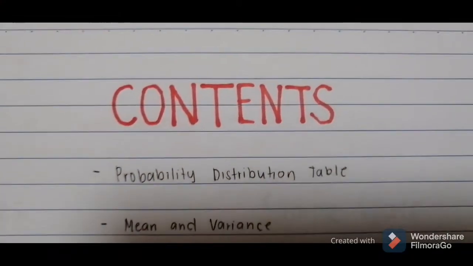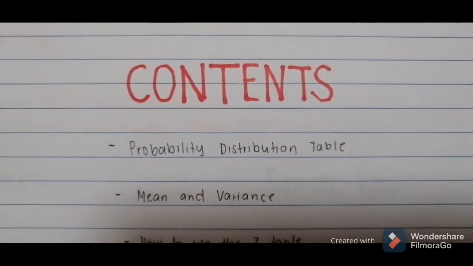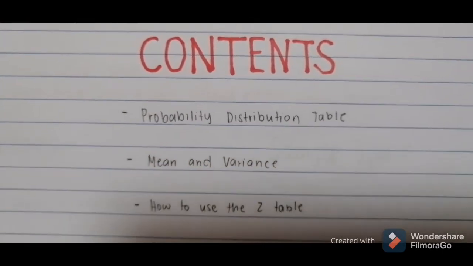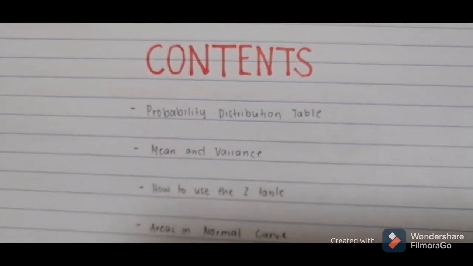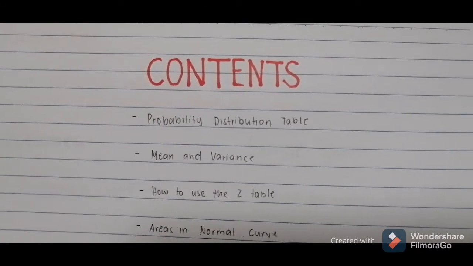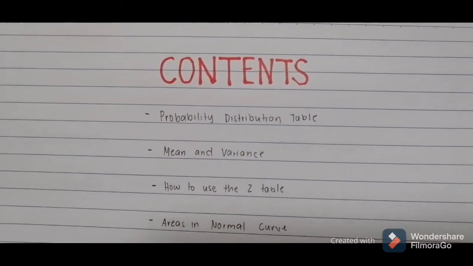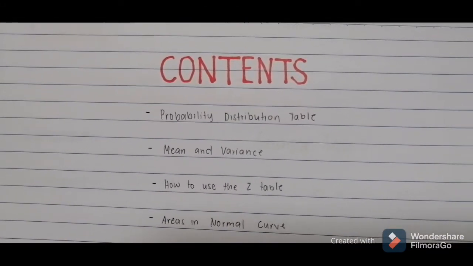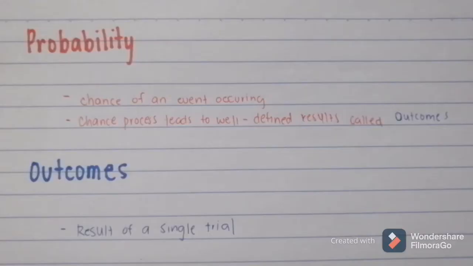My name is Mika Samantha T. Bermejo from ABM 115. And ngayon, i-discuss ko yung mga naging topic namin noong third quarter. Yung contents natin is about probability distribution table, mean and variance, how to use the z-table, and areas in normal curve. So, dito iikot yung mga pag-uusapan natin ngayon.